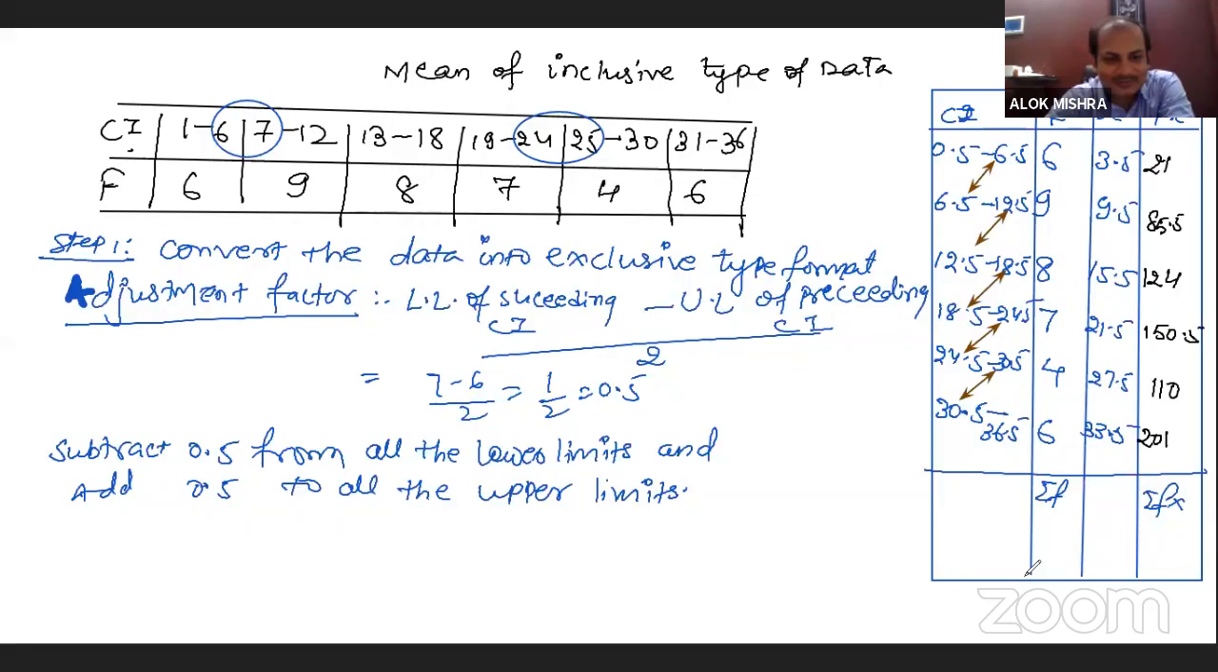Alan? Sneh? Anyone who has calculated? 692. Sir, 692. Okay. 692. So Shweta, just check your calculation. 692. Summation F? Done. 40.